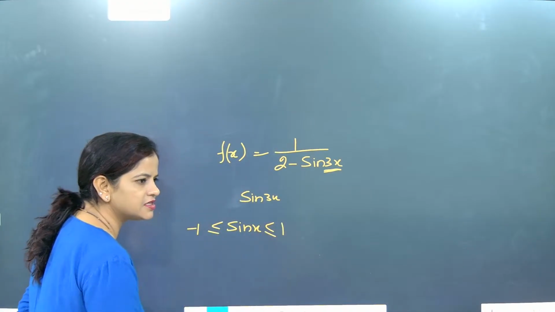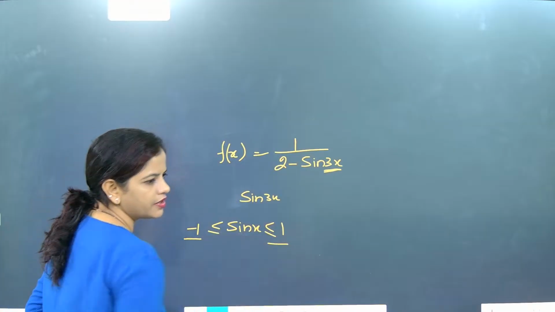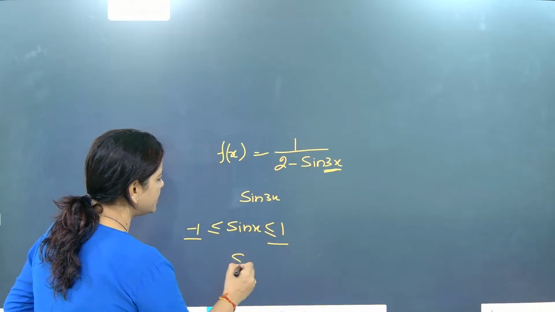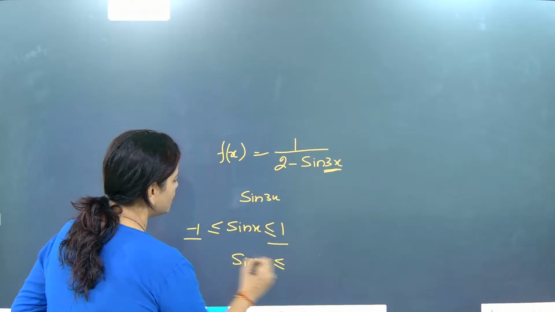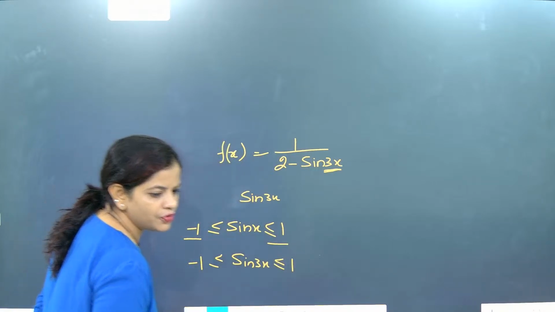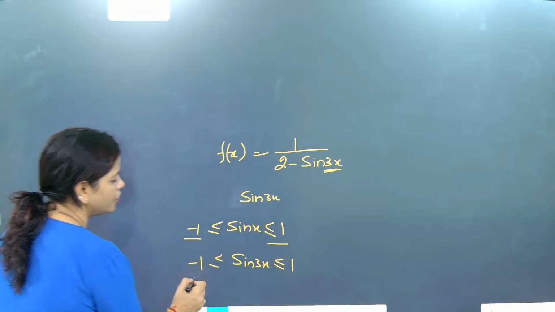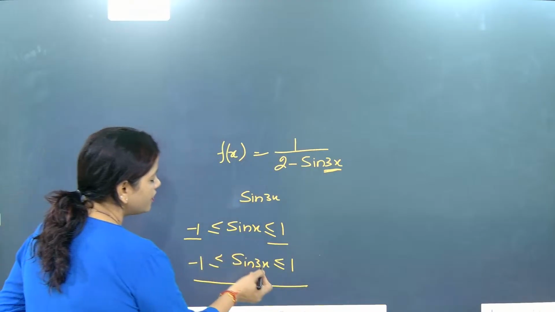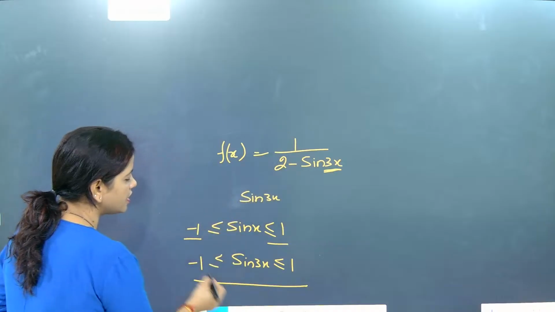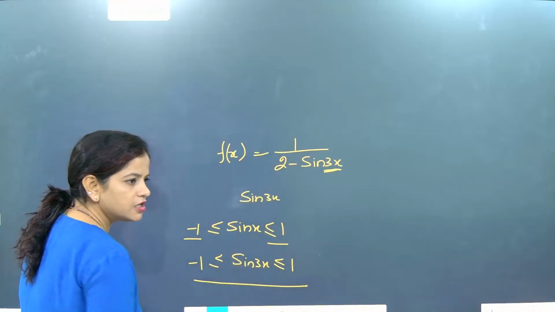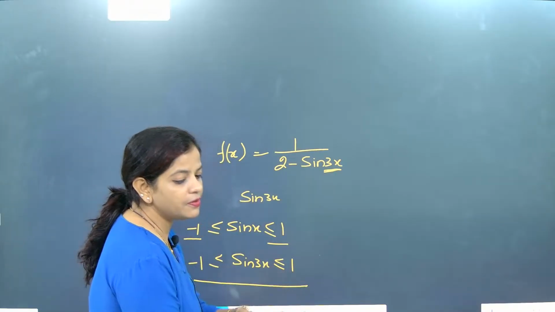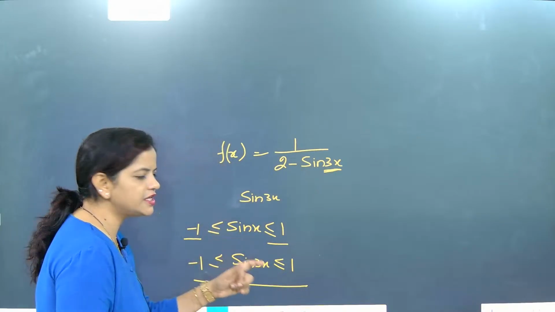The minima and maxima are, look here, -1 and 1. So sine x will be lying between -1 and 1. So sine 3x will also lie between -1 and 1. That is not a big case. But after that, what you have to do? Here it is given as minus sine 3x. So for minus sine 3x, you have to apply minus on all the sides. The moment you apply minus on all the sides, the greater will become lesser and the lesser will become greater. That means the inequality signs will change.